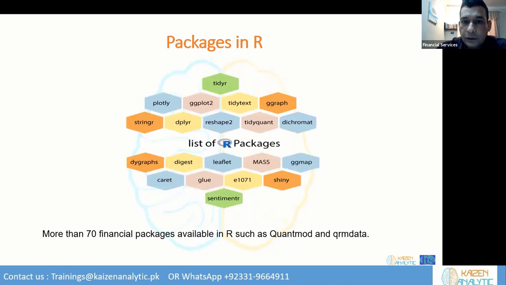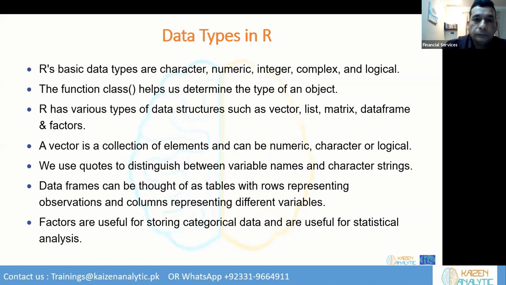And here is a list of packages in R. Some of the packages, otherwise R has a lot of packages, such as tidyr, plotly, ggplot2, that is the grammar of graphics, and tidytext, ggraph, dplyr, that is used for data manipulation, as I discussed earlier, and caret, MASS, shiny, etc. And there are more than 70 functional packages available in R, such as quantmod and qrmdata.